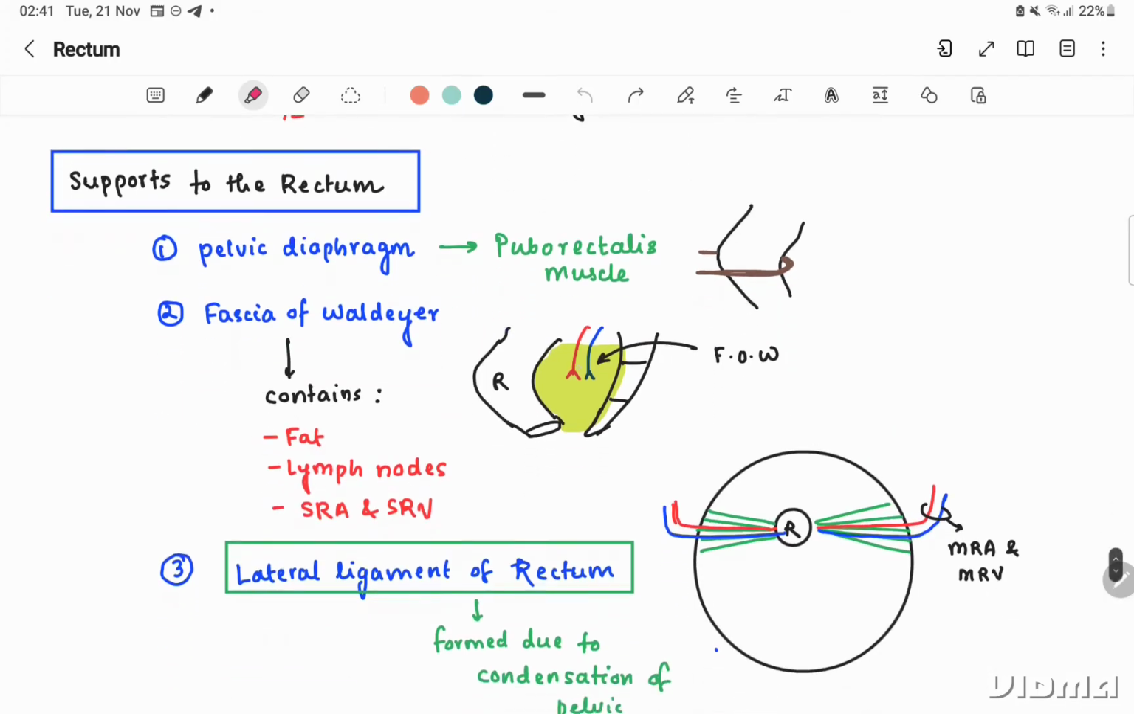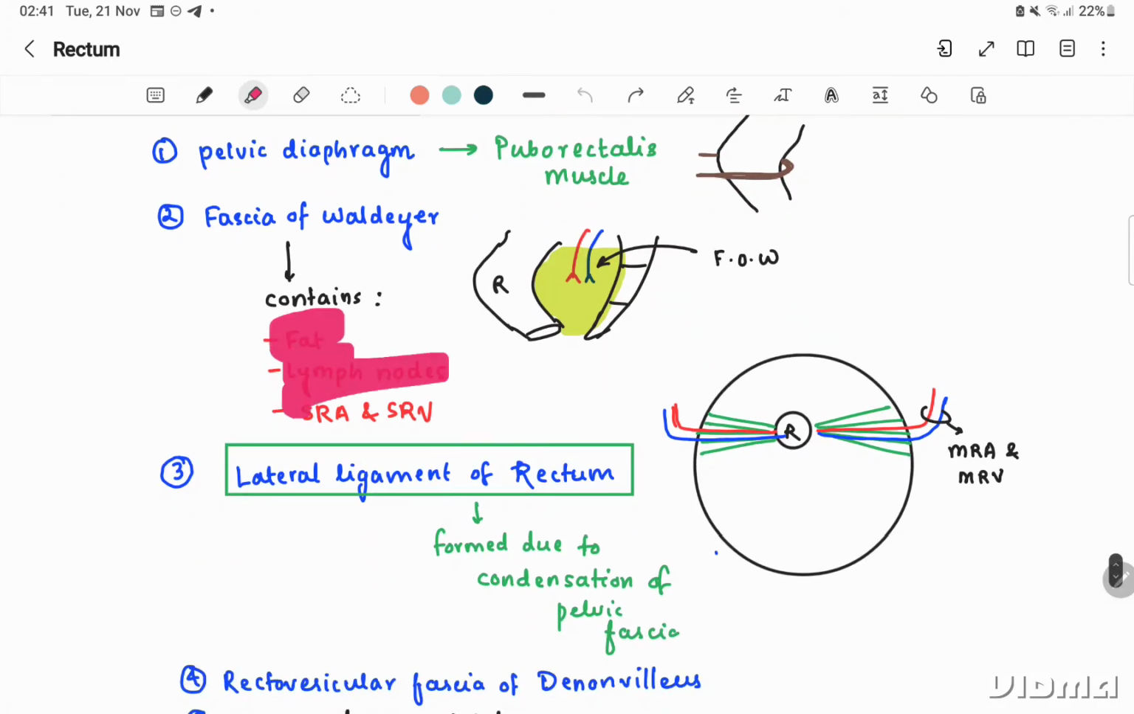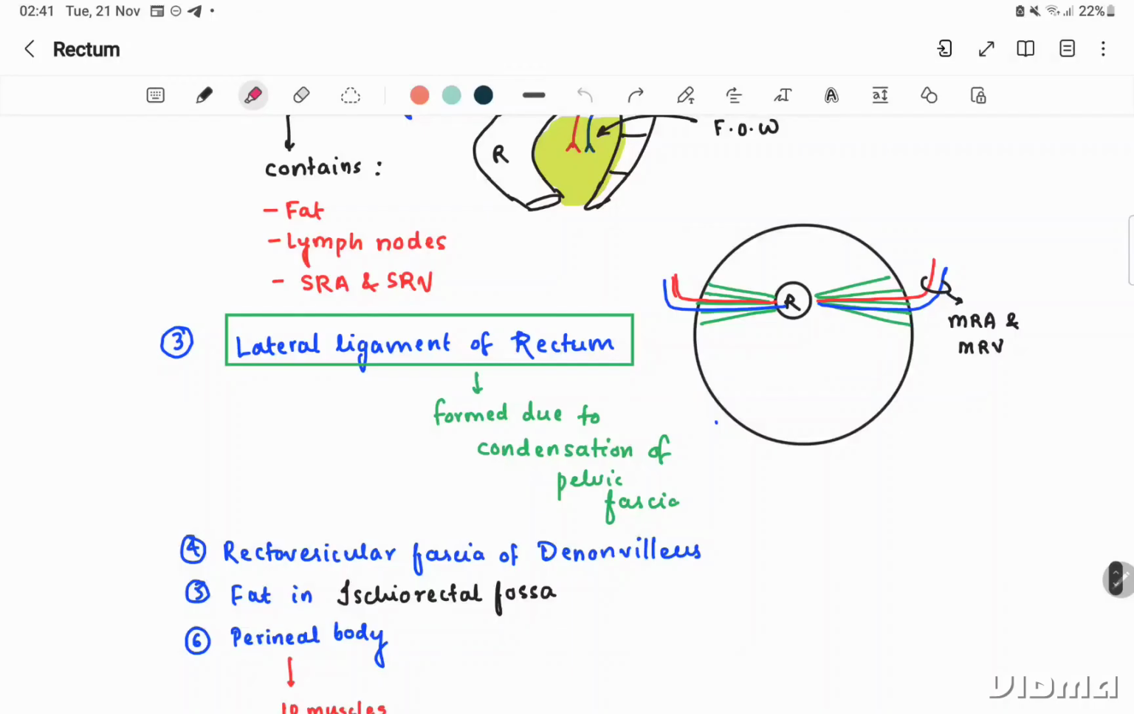What is the fascia propria? This is the fascia propria. You have the sacral vertebrae here, and your rectum is present here. So there is a fascia covering here, and this is called the fascia propria. This contains your fat, lymph nodes, the superior rectal artery and the superior rectal vein. Just remember the contents. Then you have the lateral ligament of the rectum, which is providing support to the rectum.